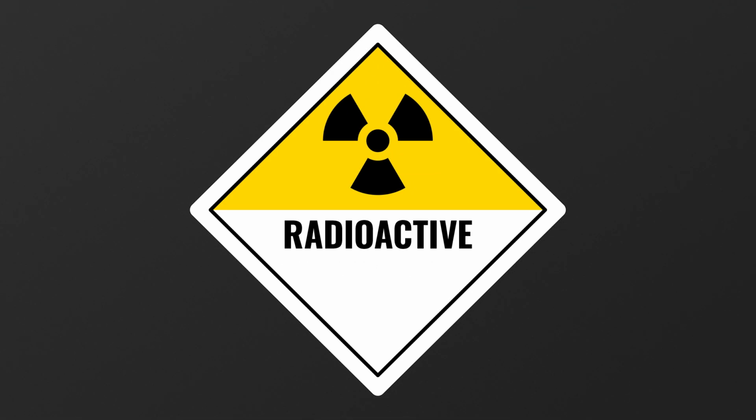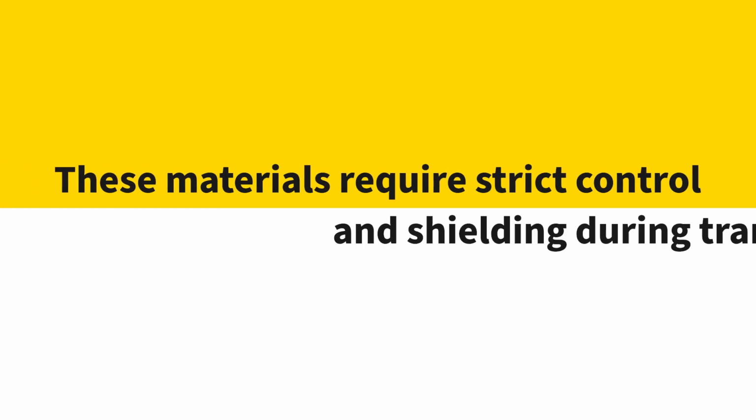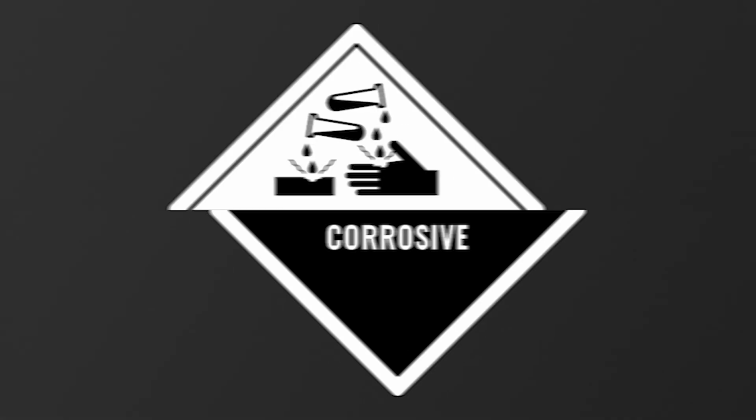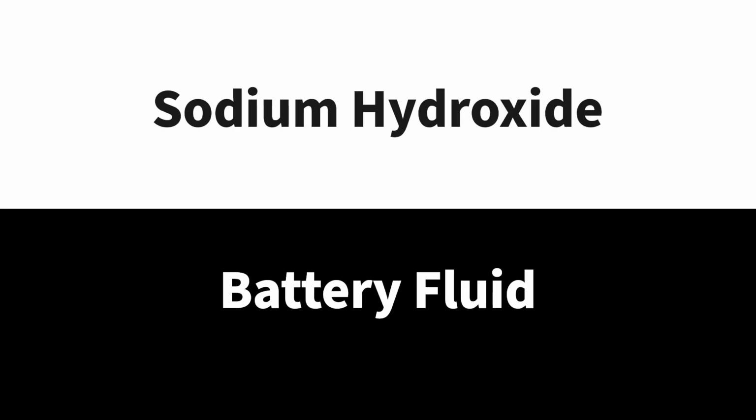Class 7 covers radioactive materials emitting ionizing radiation. These materials require strict control and shielding during transport. Next comes Class 8, which includes corrosive substances that damage skin tissue and corrode metal. Examples include sodium hydroxide and battery fluid.